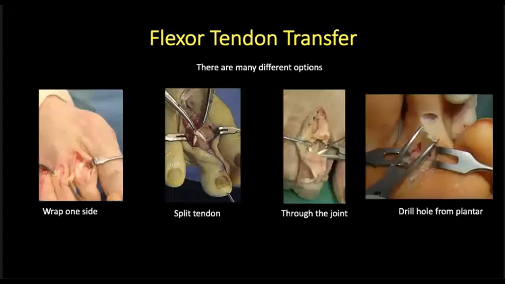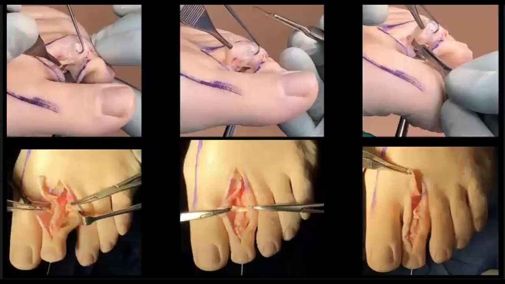Many options for flexor tendon transfer. You can simply just wrap the tendon under the extensor tendon. You can split the tendon and use that as a seatbelt. You can take the tendon through the joint, and then you can also drill through the phalanx and pull the tendon that way. My favorite is the Girdlestone-Taylor. And so this is a slide depicting the Girdlestone-Taylor.